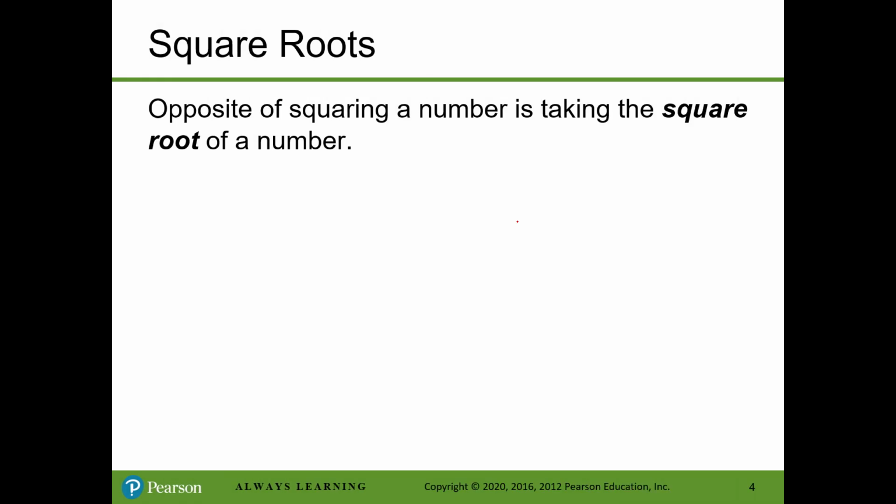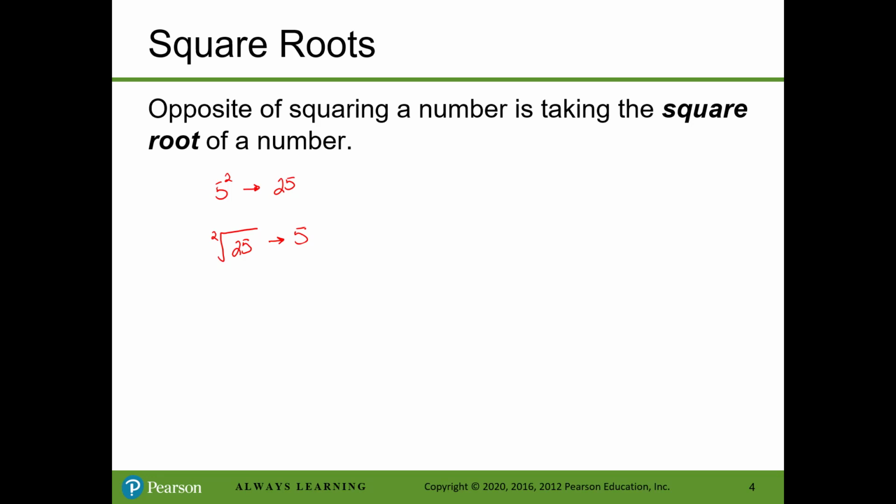So, the opposite of squaring a number is taking the square root of a number. So, for instance, we're used to saying 5 to the 2nd power. And what is that? Yes, it's 25. But in this particular case, we're going to be taking the square root of 25. And I know you know the answer. It's what? Yeah, it's 5.